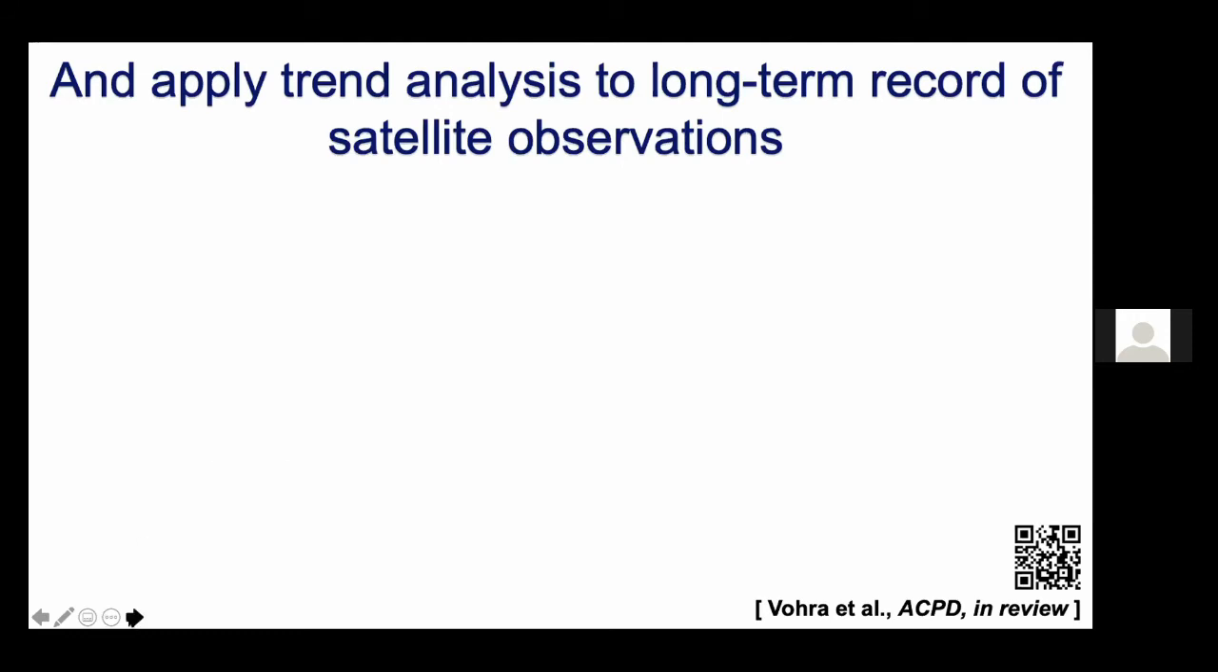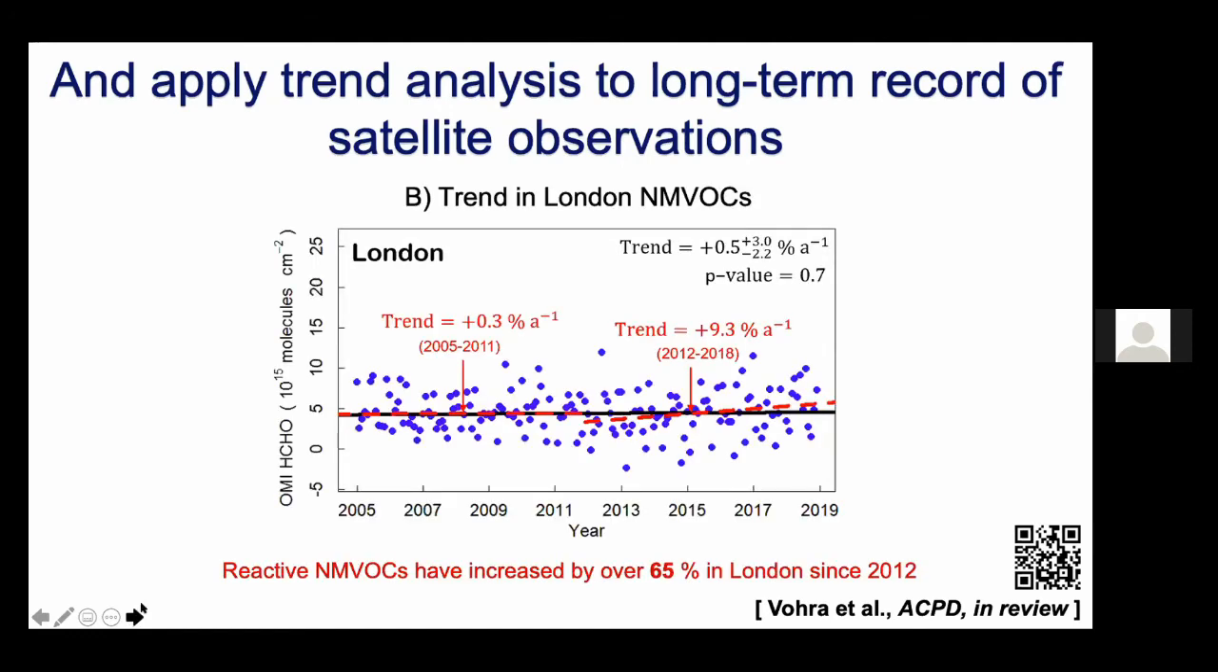Another interesting result that I have here is to show the trend in non-methane volatile organic compounds for London. So overall, it's a similar time series, and the blue dots are the monthly averages. So we do see that the trend is 0.5%, and it was not significant as the p-value is quite high. But the interesting bit is that from 2012 onwards, we could visually see that there is an increase. Now, we inspected this trend, and this is 9.3% per year, and it's quite significant. Now, this increase tells you that the reactive NMVOCs have increased by over 65% in London since 2012.